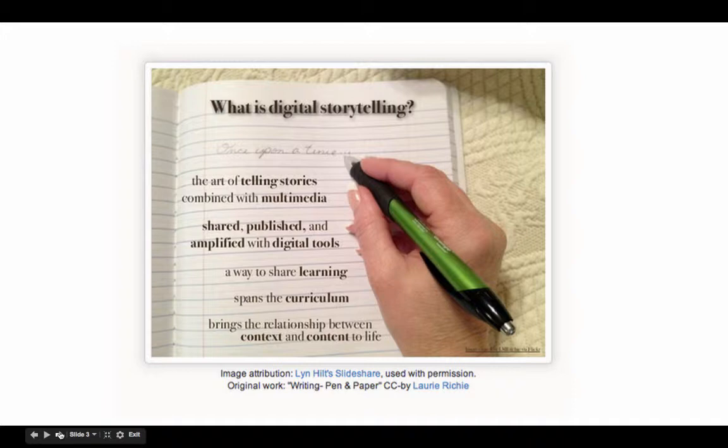And my emphasis will be very strongly on the curriculum focus of digital storytelling, particularly with teachers creating digital stories that enhance their curriculum and that enhance learning for students in the classroom.